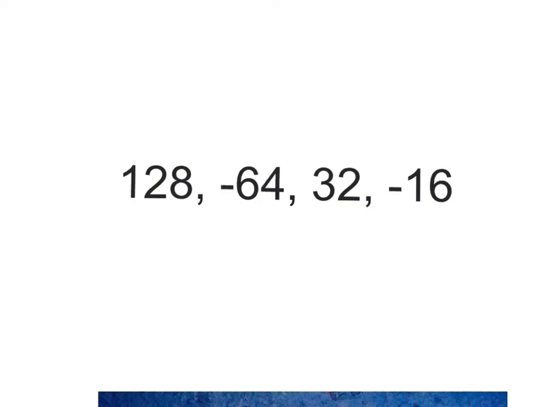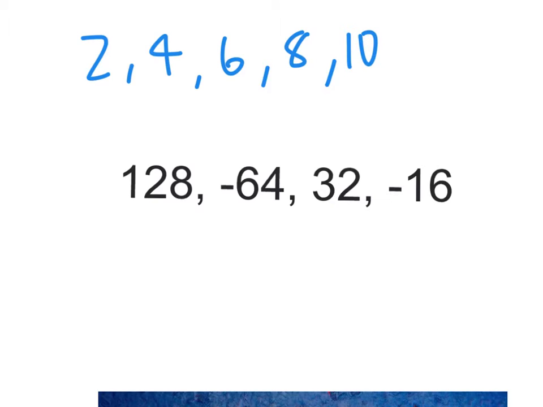Here we have a sequence of 4 terms. The first term is positive 128, falls to negative 64, 32, negative 16. This is unlike the kinds of sequences that we've done in the past, specifically arithmetic sequences, that we remember increase or decrease by addition or subtraction. In that case, the common difference is plus 2, right? 2 to 4 to 6 to 8.